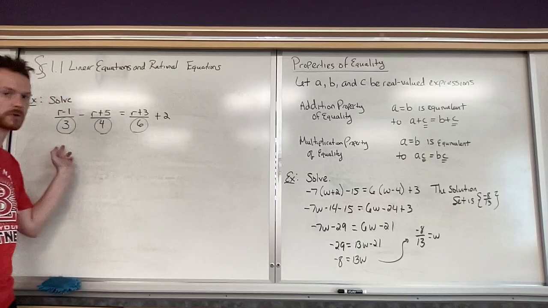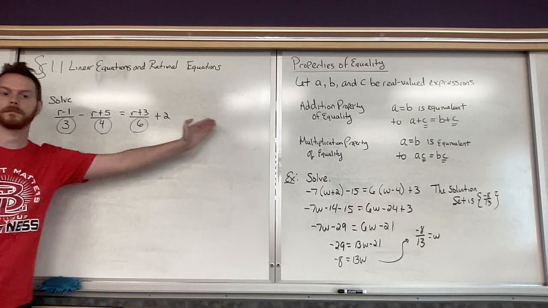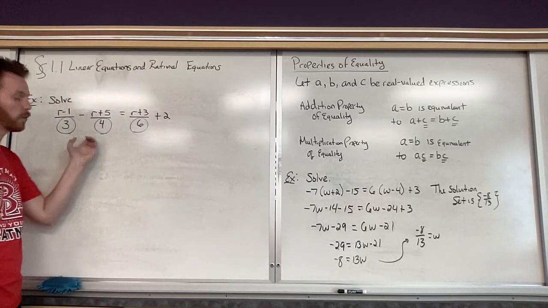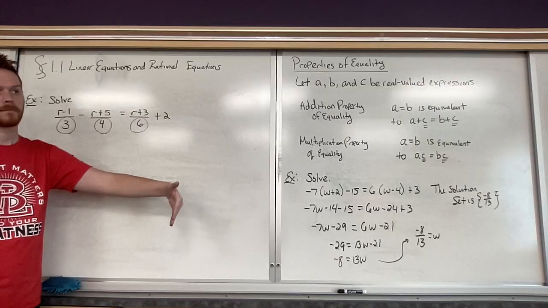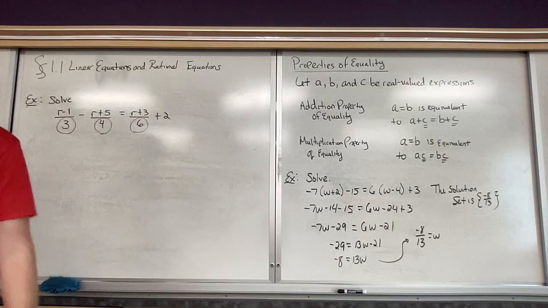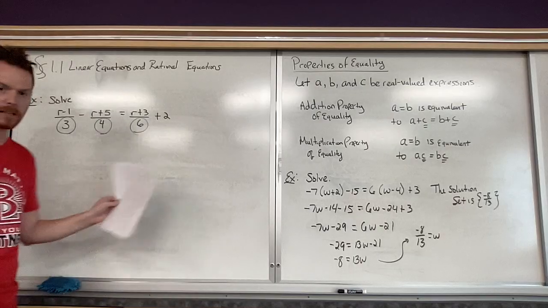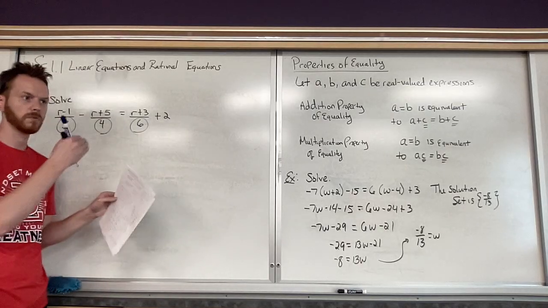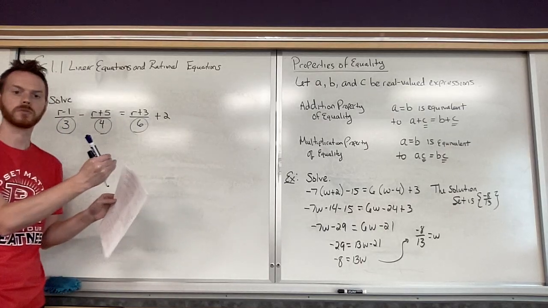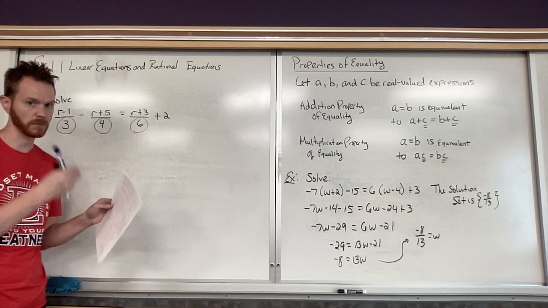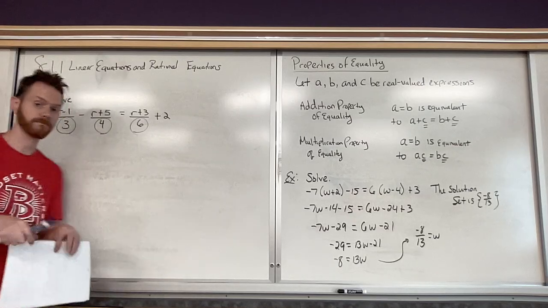So look at 3. Multiples of 3 are 3, 6, 9, 12, 15. Keep going. 4 is 4, 8, 12, 16, and so forth. And then if you look at 6, you get 6, 12, 18, 24, 30, and keep going. So when you're listing all those multiples, which one do they all have that's the smallest? And the answer is 30, okay?